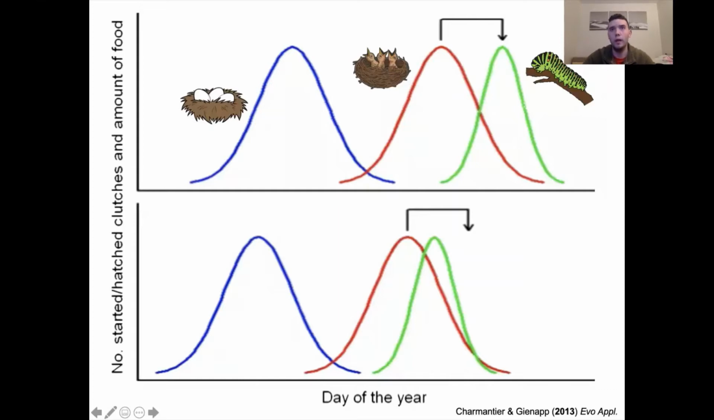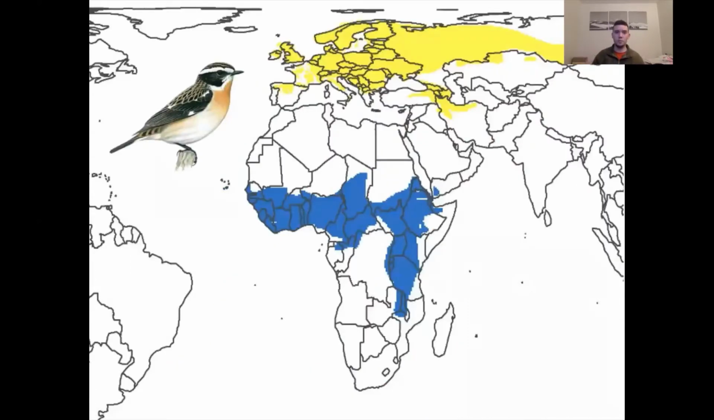As a result, the timing when there's the most requirement for food from these chicks no longer falls in line with the peak abundance of caterpillars. And what that means is there's likely to be reduced survival of chicks, and therefore we might see reductions in the populations of such species. Now this impacts all species, or is likely to do so at least.